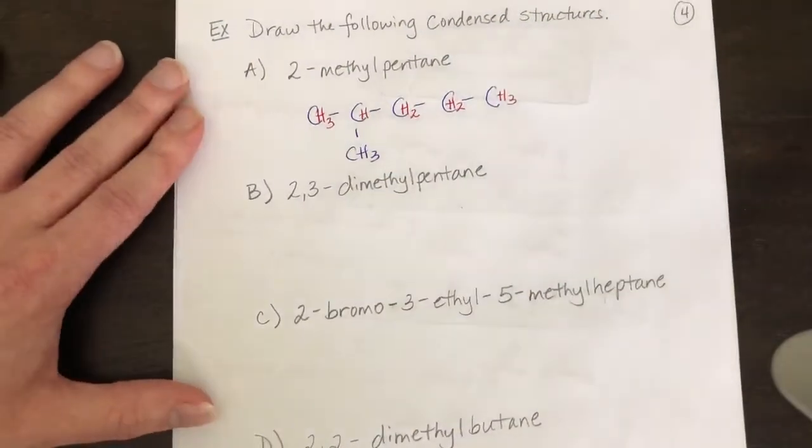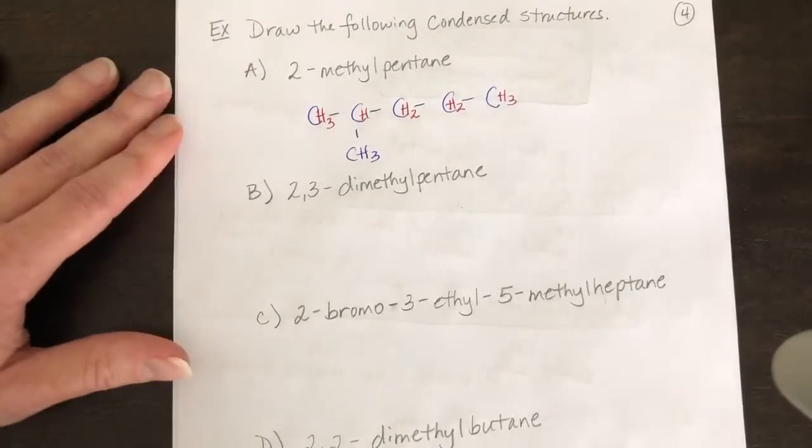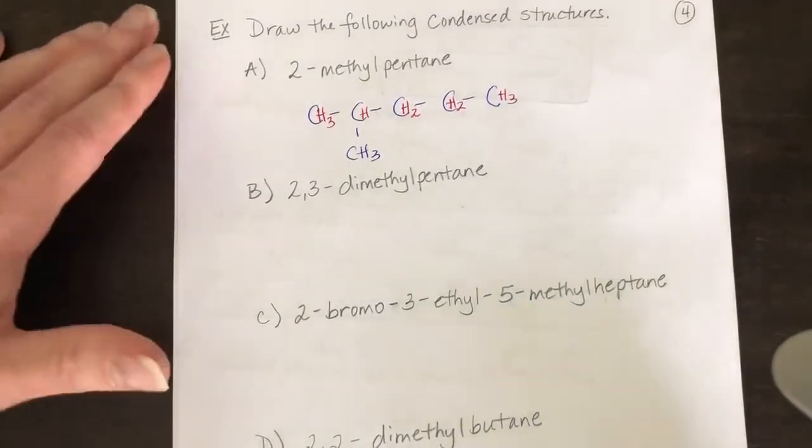Okay? For some reason, everyone gets confused on that. I'm probably going to have to explain that a million times. But if you can do 4 minus the number of bonds, you can do it correctly.